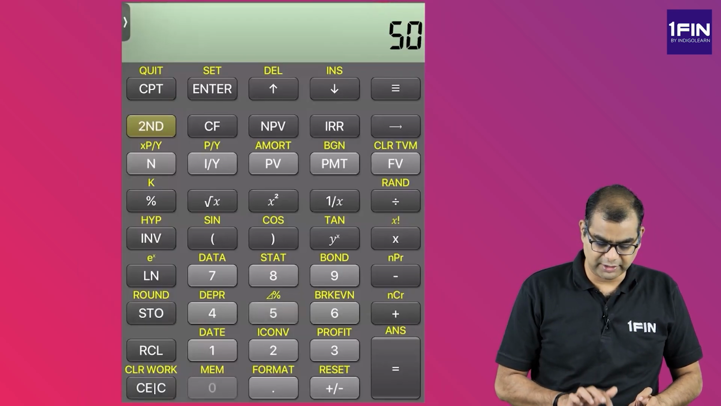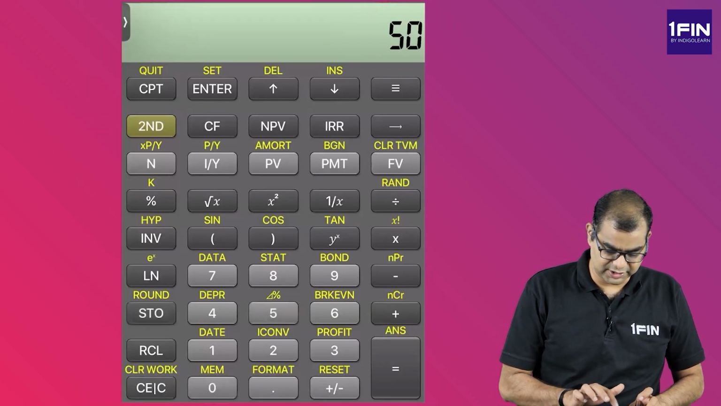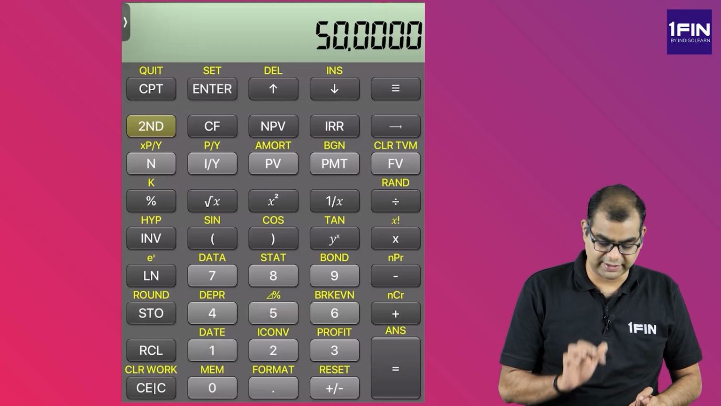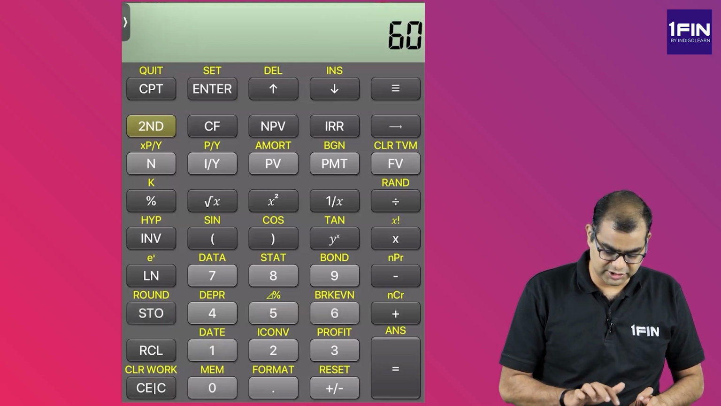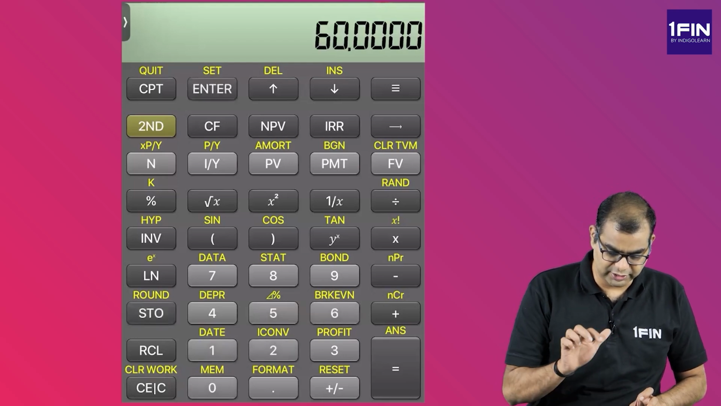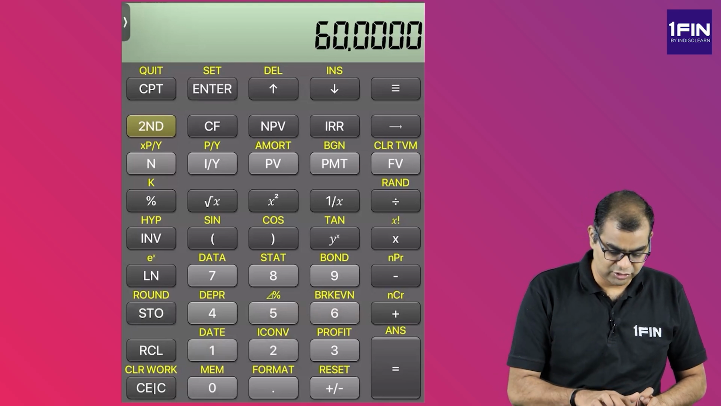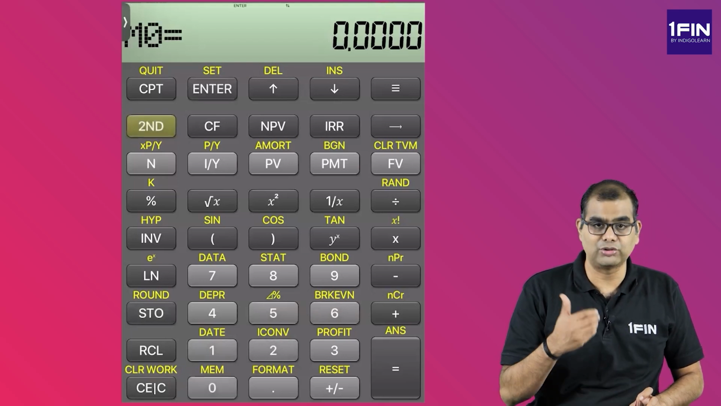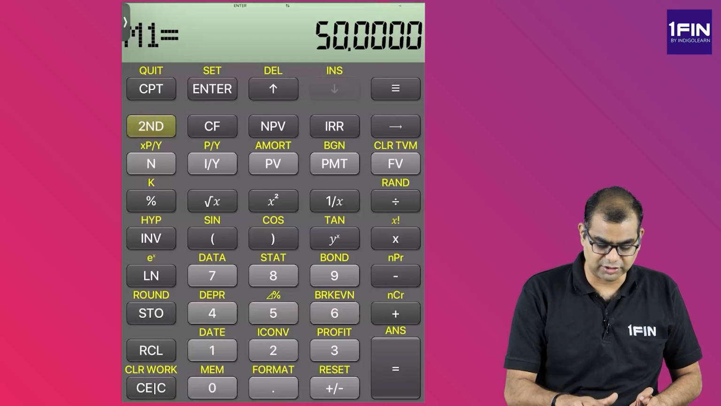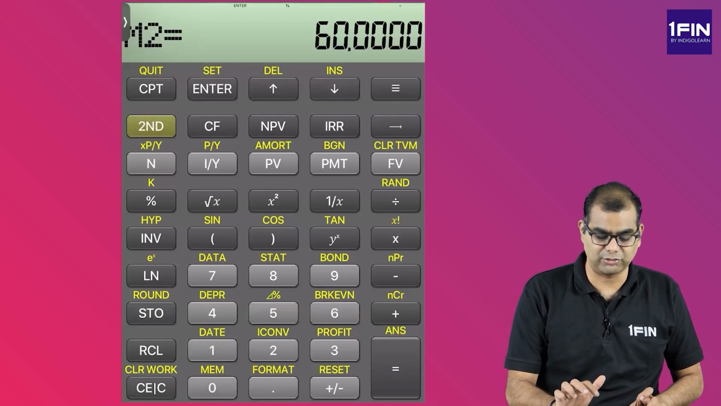What did we do? Input a number 50, then we pressed STO1, enter, it got saved. Same way we press 60, STO2, enter, it got saved, right? And how to check all the memories? You press second and memory, you get the values. M0 is equal to how much? Press down arrow, M1 is 50, M2 is 60.